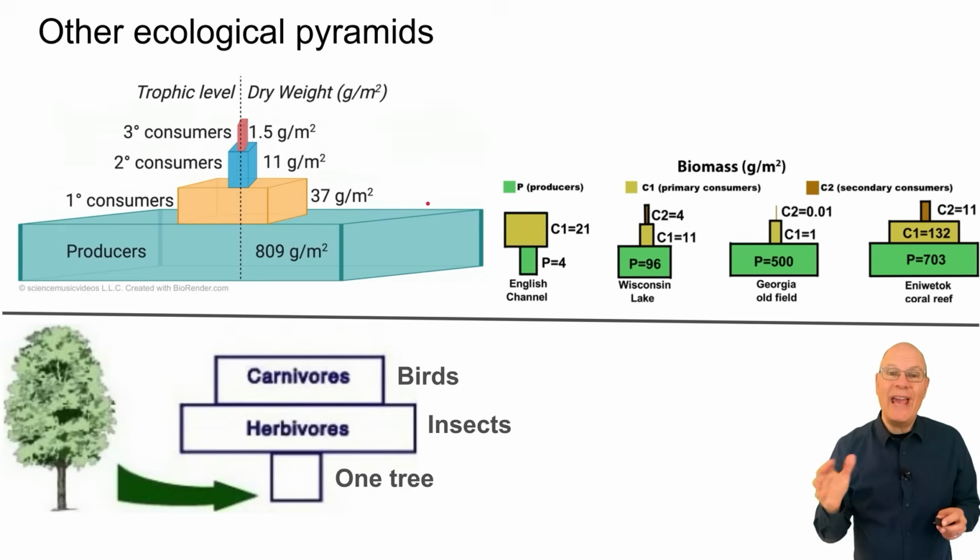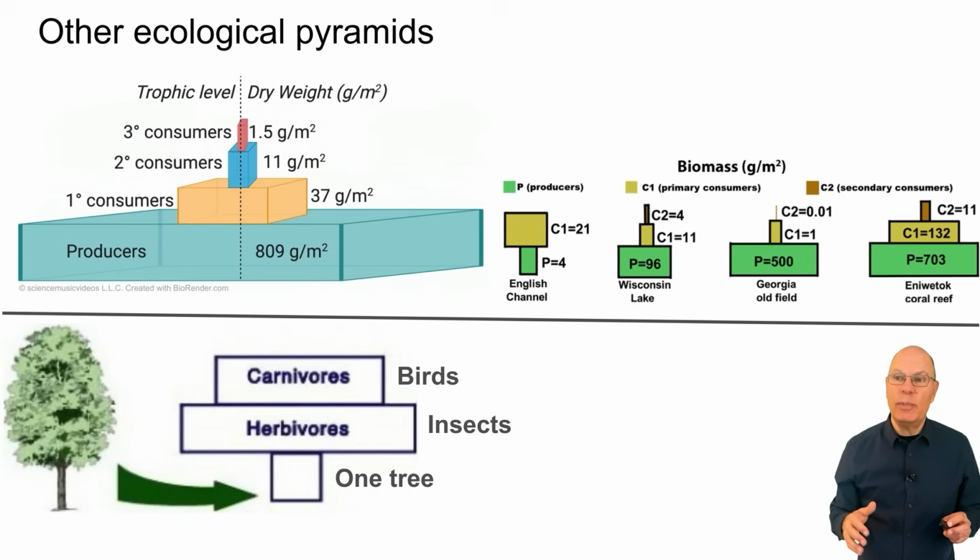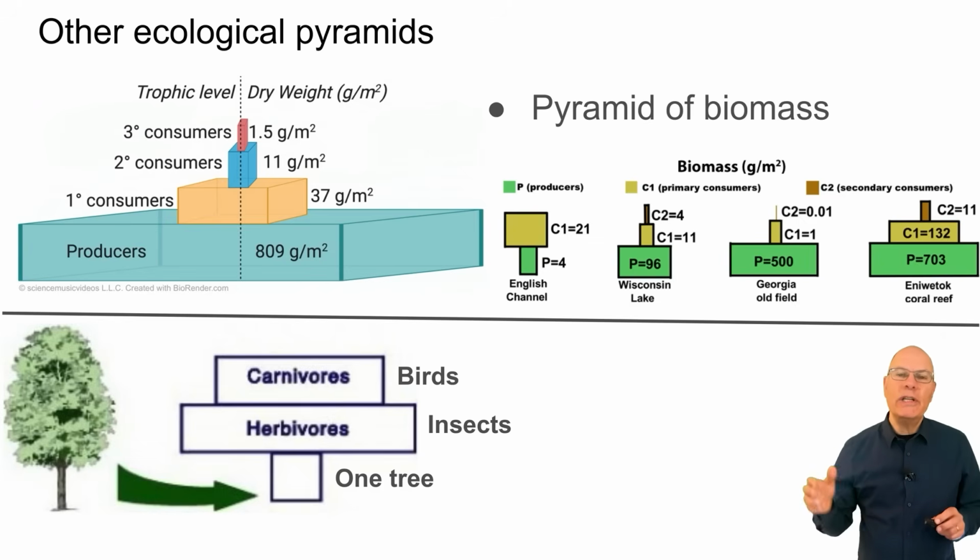The pyramid of energy is only one way to represent what's happening in ecosystems. There are other ecological pyramids as well. One is the pyramid of biomass, and what that shows is how much living mass is passed from one trophic level to the next. And that's usually mass with water removed. It's the dry weight of all of the producers compared to the dry weight of all of the consumers.